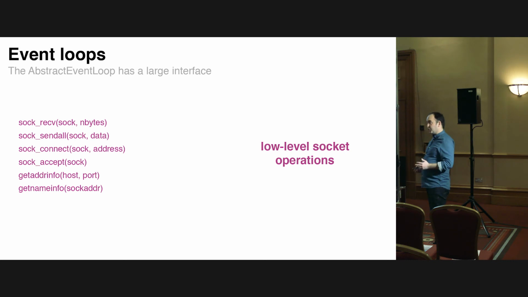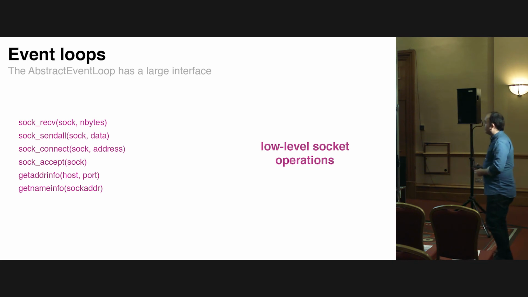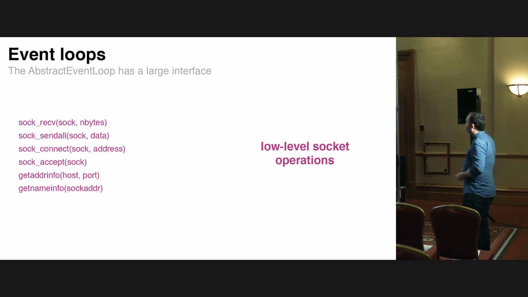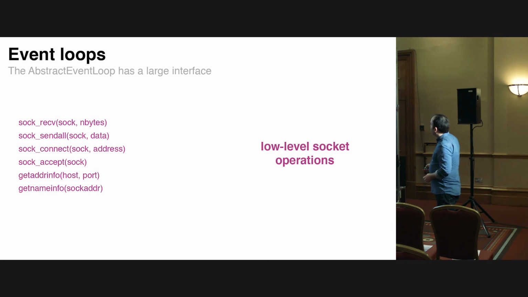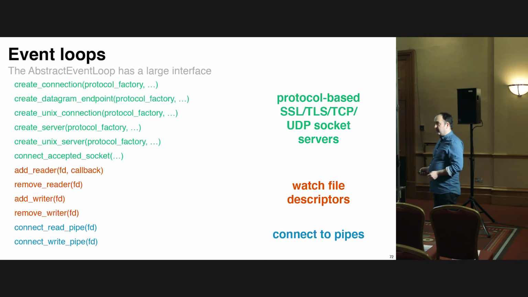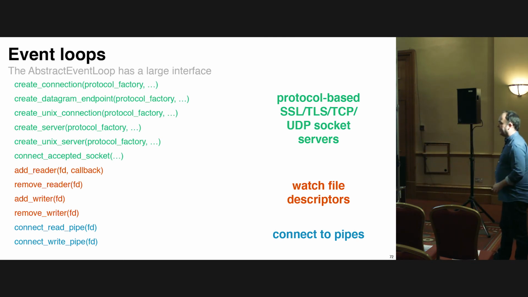We have low-level socket operations in the abstract event loop. So this is pretty low-level stuff, isn't it? Even more, this is in the same interface for the base class. We have all this protocol-based stuff in here for TCP and UDP servers. We can create connections, datagram endpoints, Unix connections. I'm not sure how you subclass create Unix connection when you're implementing the Windows event loop. I have no idea, but there it is.